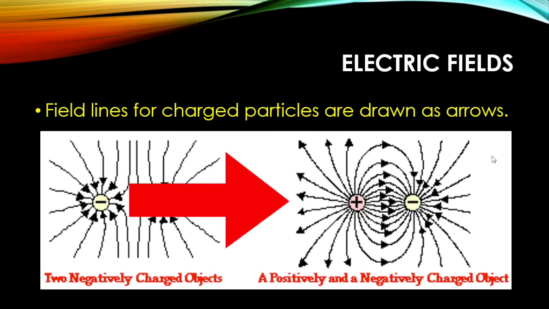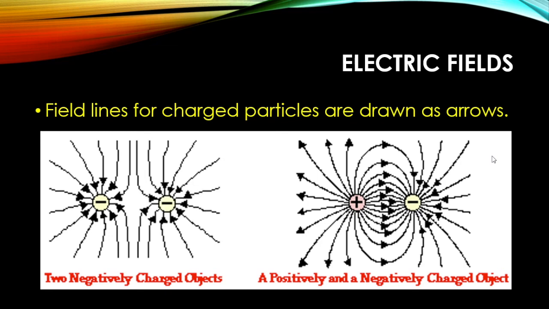But if we look on the right side, where we have a positively and a negatively charged object, we see that the positive field lines point outward and the negative point in. So the positive charged field lines point into the negative charged field lines, and that is why these two objects attract each other. The key takeaway here, like I said, is that the negative field lines point in and the positive field lines point out.